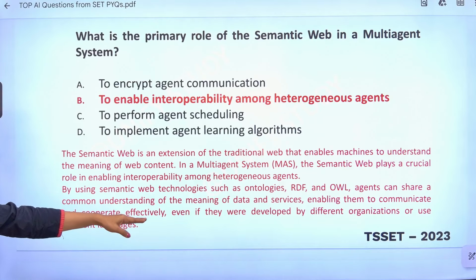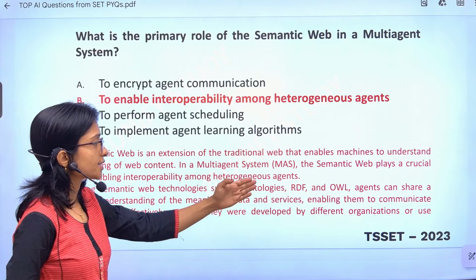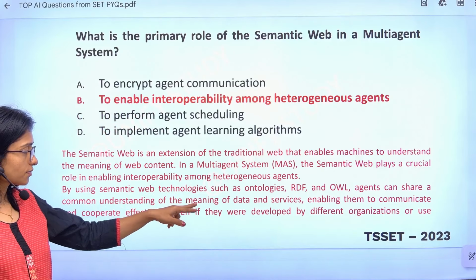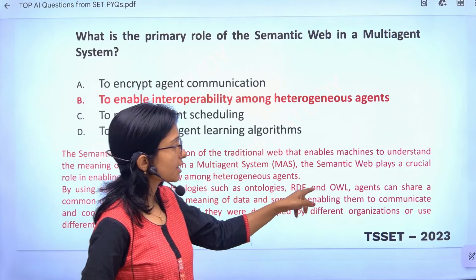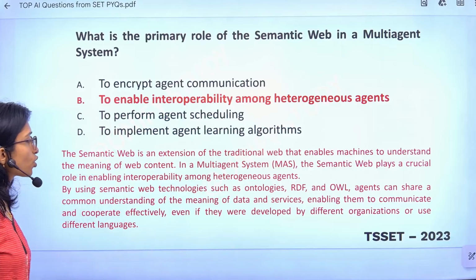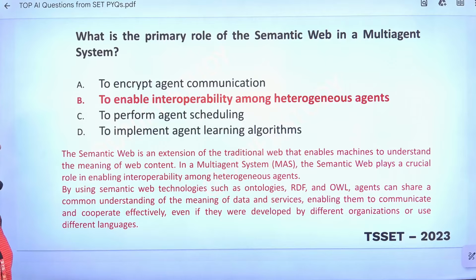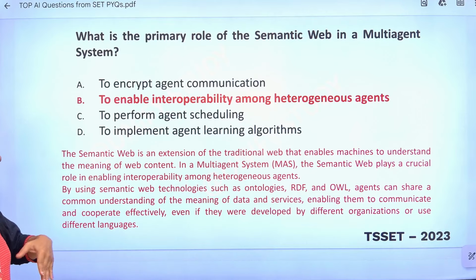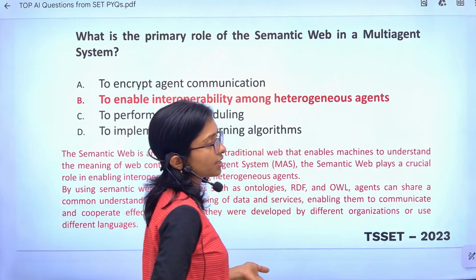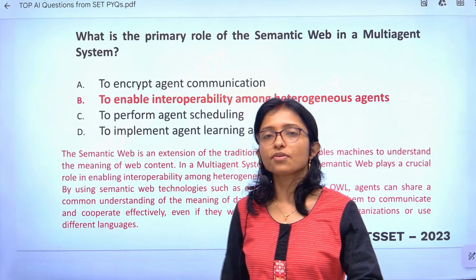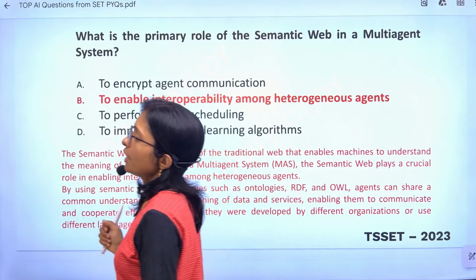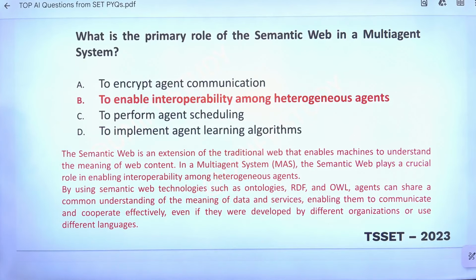By using semantic web technologies such as ontologies, RDF, OWL, agents can share a common understanding of the meaning of the data and services and communicate and cooperate effectively, even if they were developed by different organizations or use different languages. They are under different organizations, using different languages, working in different ways, but still they are able to communicate because of this infrastructure, this interoperability. So that's why it is an advantage.